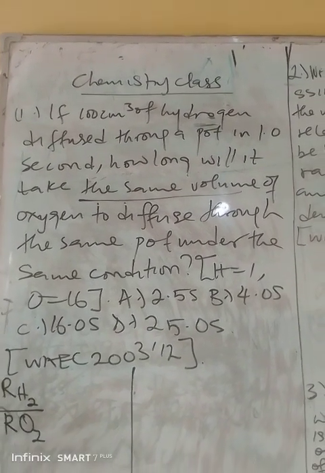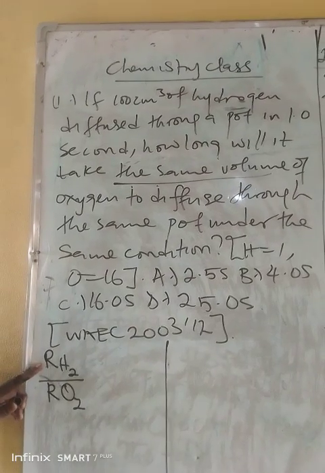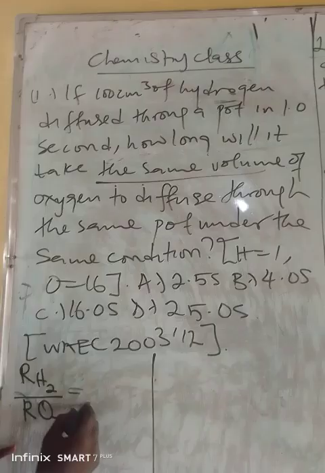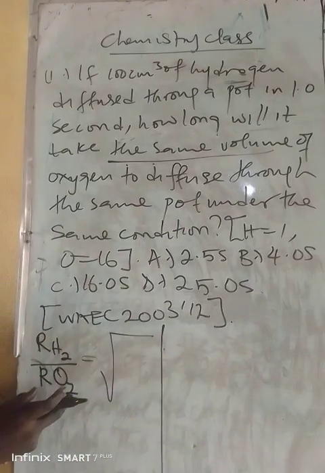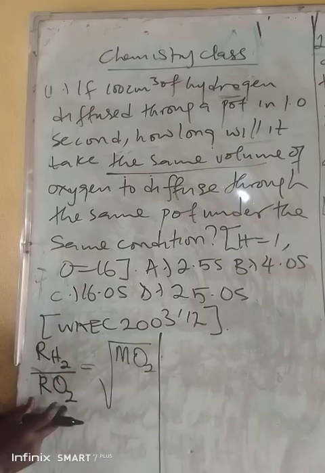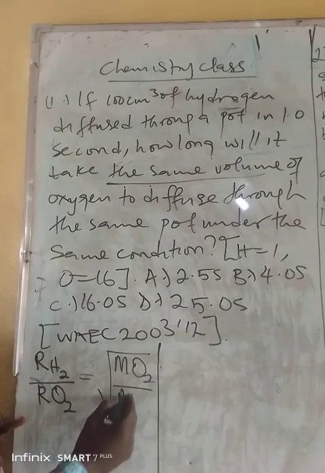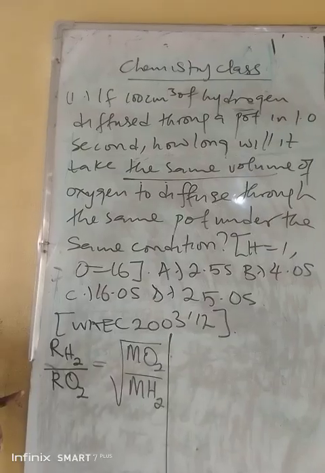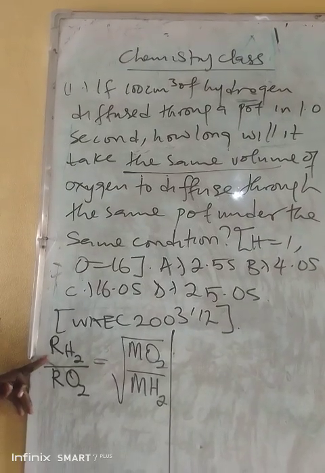What are the two gases we have here? Hydrogen and oxygen. So you have the rate of hydrogen over the rate of oxygen is equal to a big square root. What is down here will now be up: the molar mass of oxygen, that was down here, over the molar mass of H2. Are we together? So the next one now.